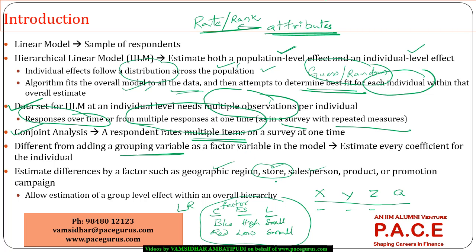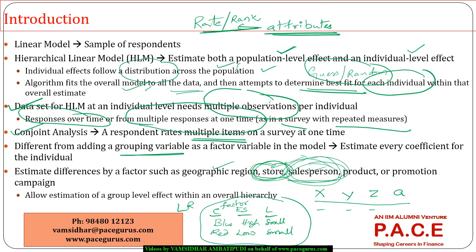All I require is that the store has multiple transactions that I may have to capture. Similarly, for the salesperson, multiple transactions from the salesperson I have to capture. But again, I can do an overall model along with a salesperson-specific model. So some variables can be taken as common across the entire model, and some of the variables can be allowed to change across the individual-level attribute. So that is what goes as a part of the hierarchical linear model.